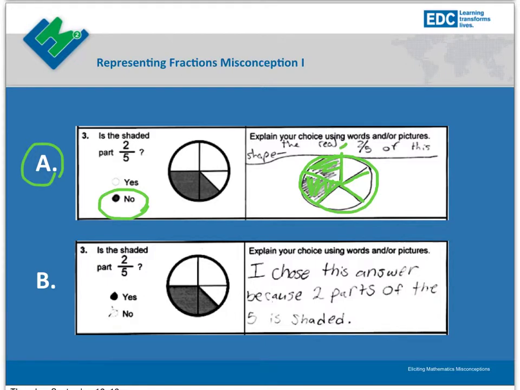In example B, the student said, "I chose the answer because 2 of the 5 pieces is shaded." This is a clear example of misconception 1. The student counted the number of shaded in pieces, 2, and the total number of pieces, 5, without considering the size of the pieces.